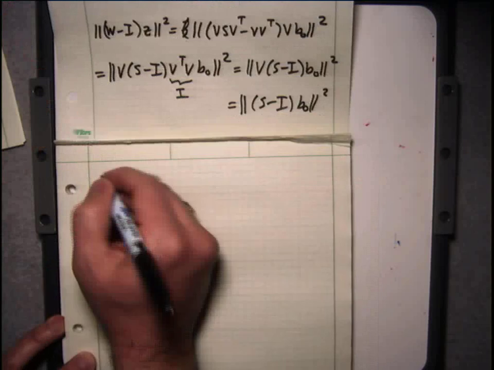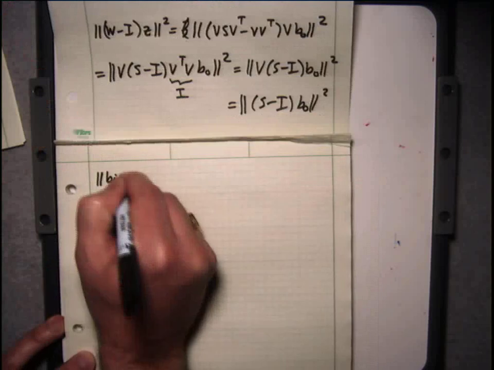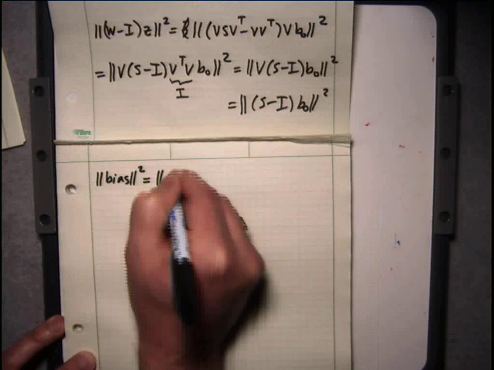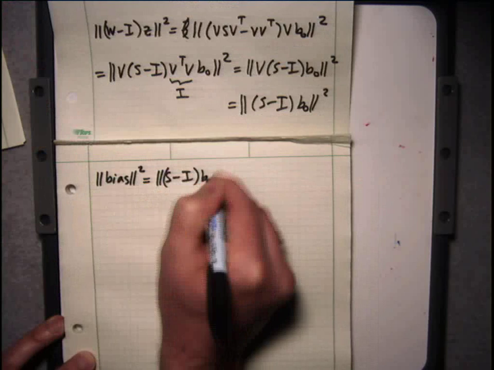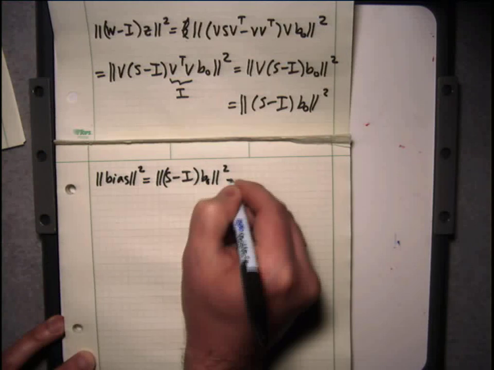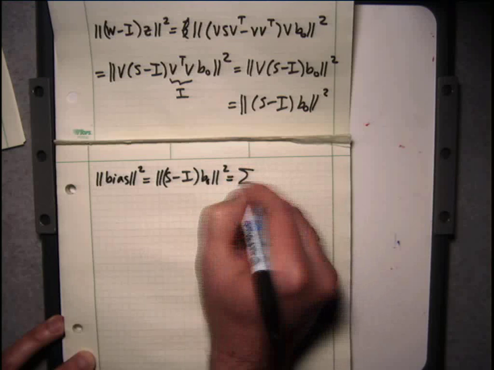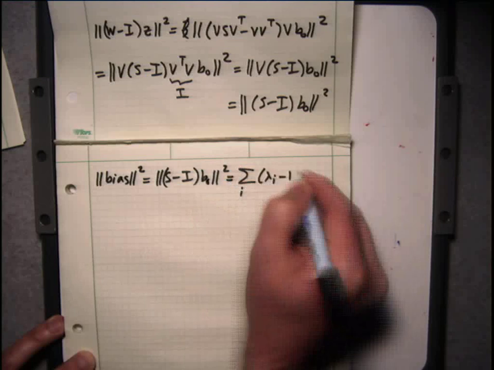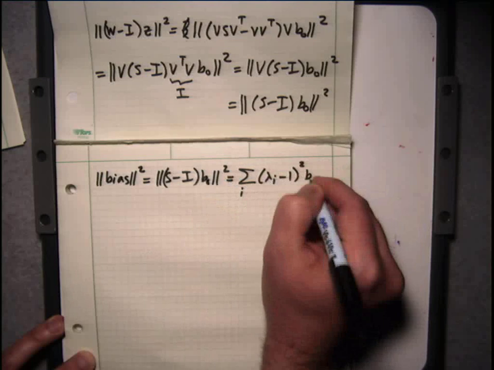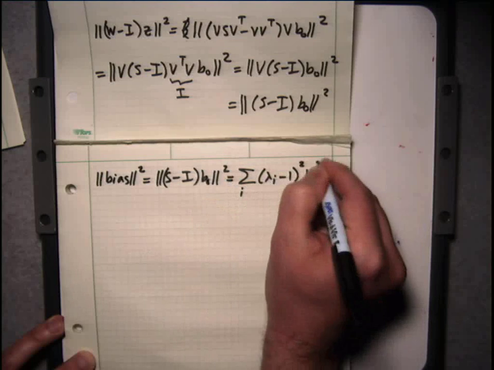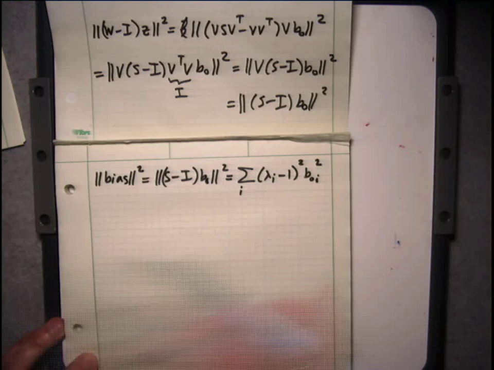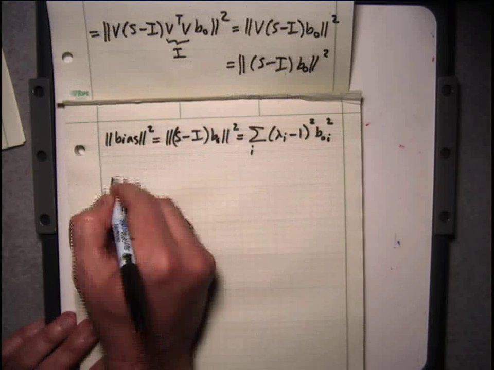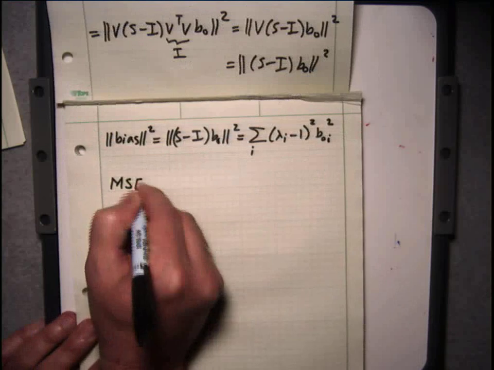What it means is that now the norm of the bias squared, which is the norm of S minus I times A0 squared, can be written as the sum over i of (lambda_i minus 1) squared times V0i squared. Okay? I can write all of this now in terms of the eigenvalues. So now I have this wonderfully simple expression for the mean squared error.